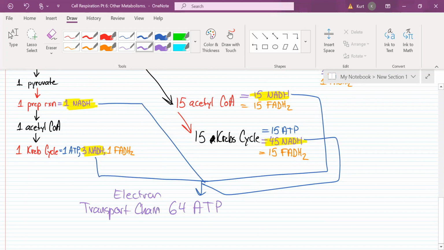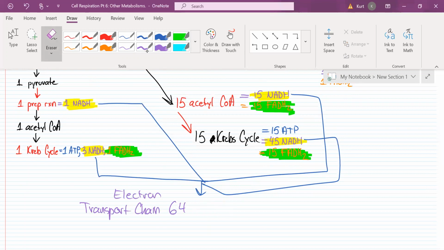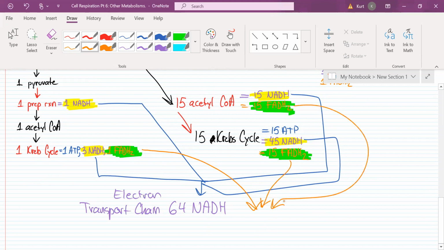How many FADH2s do we have? Well, we have 1 here, 15 here, and 15 here. So 15 plus 15 plus 1, 31. Did I put 64 ATP? Darn it. 64 NADH. Sorry, guys. 64 NADH. I don't know why I wrote that. Then we have the FADH2s. That's going to be 31 FADH2s.